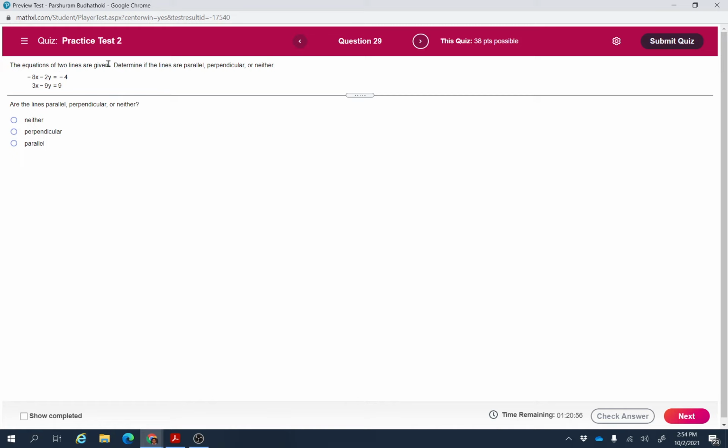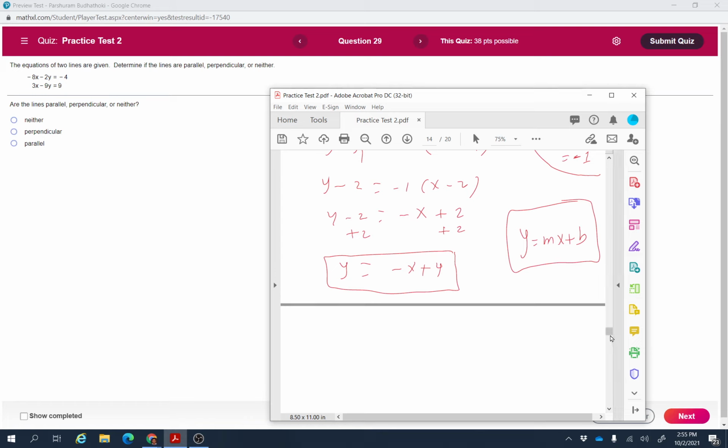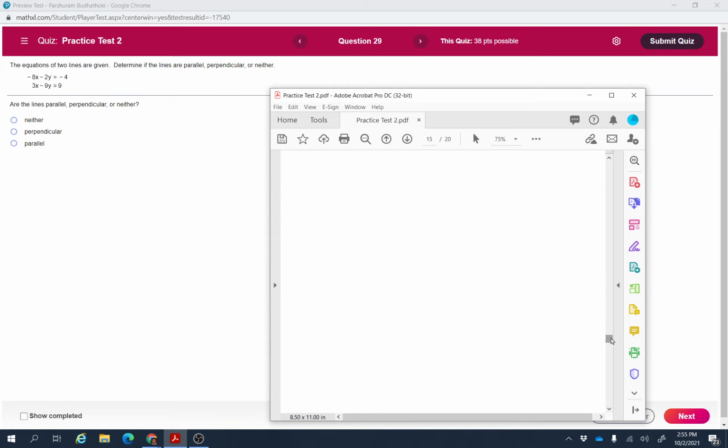The equations of two lines are given. Determine if the lines are parallel, perpendicular, or neither. If you are given two lines, find the slope of the first line, find the slope of the second line, and then use the property of slope. If the slopes of both lines are equal, that is parallel. If the slope of one line is the negative reciprocal of the slope of the other line, that is perpendicular, otherwise neither.